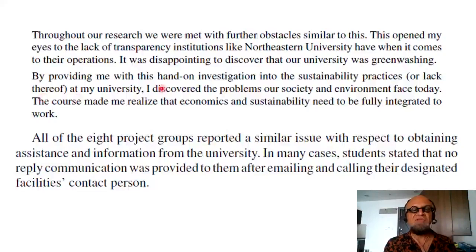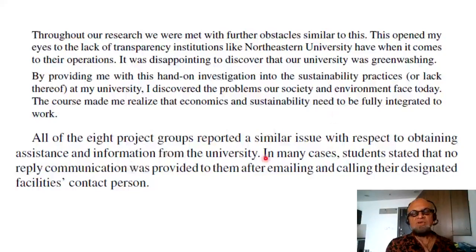By providing me with this hands-on investigation into the sustainability practices or lack thereof at my university, I discovered the problems our society and environment face today. The course made me realize that economics and sustainability need to be fully integrated to work. You cannot have economics driving towards profit maximization and then talk about sustainability.